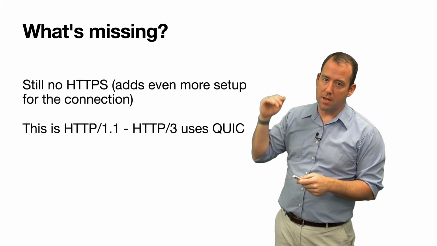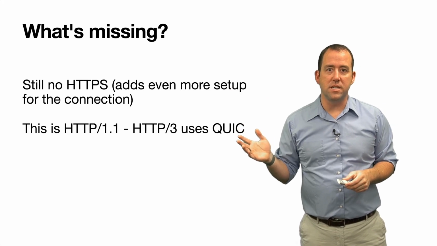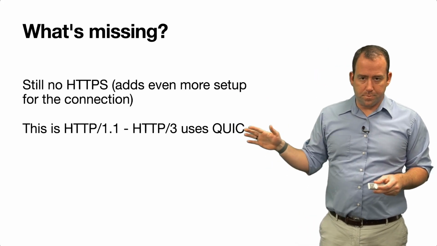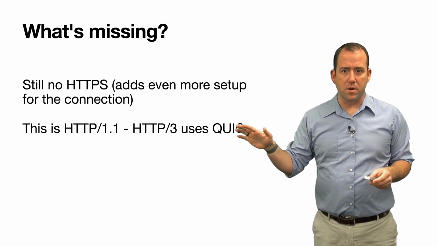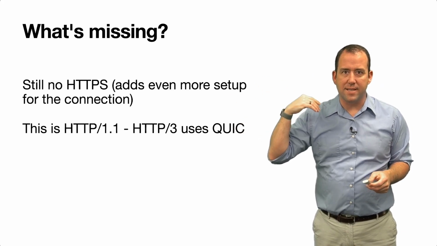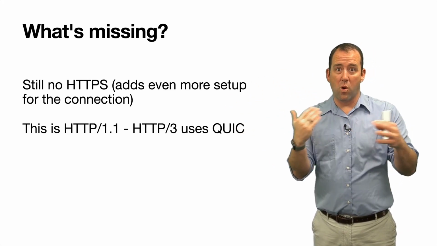So there's a couple things that we didn't talk about that I want to just really quickly say. This is a topic for another video. Maybe someday I'll make it, or you can find somebody else talking about it. First of all, we don't have HTTPS yet. This was an HTTP unencrypted connection. If you want to do HTTPS, the big difference is that it adds more setup to the connection.